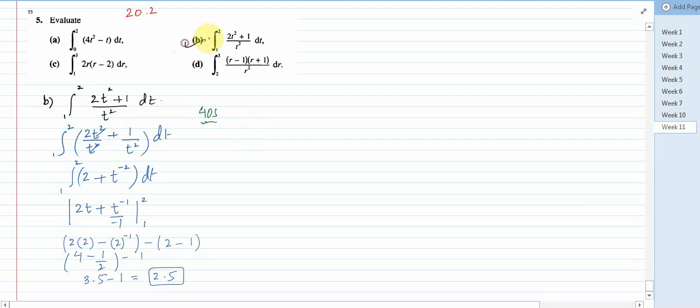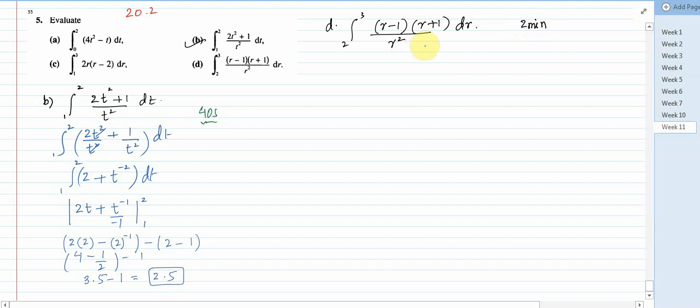Alright, after part B, moving towards the next one, it's part D. The question is the integral of 2 to 3 of (r minus 1)(r plus 1) divided by r square dr, right? So first you need to try it by yourself, and time for this part is 2 minutes, so start.